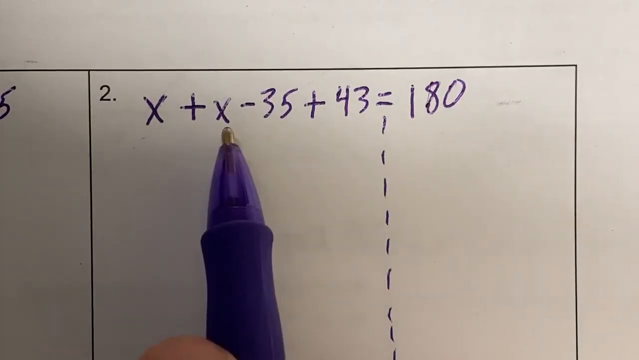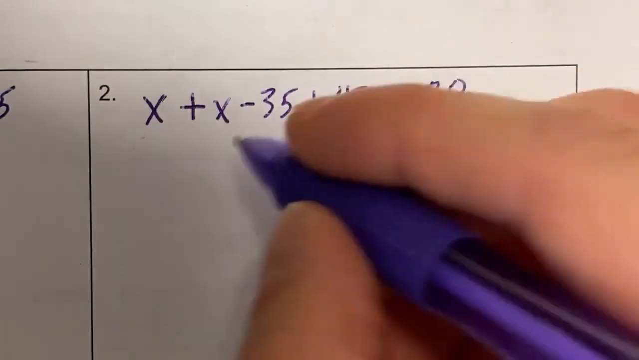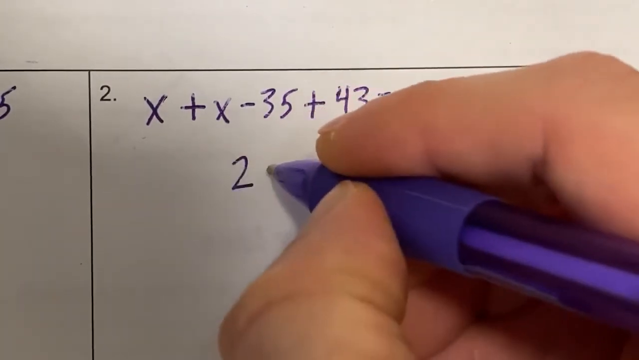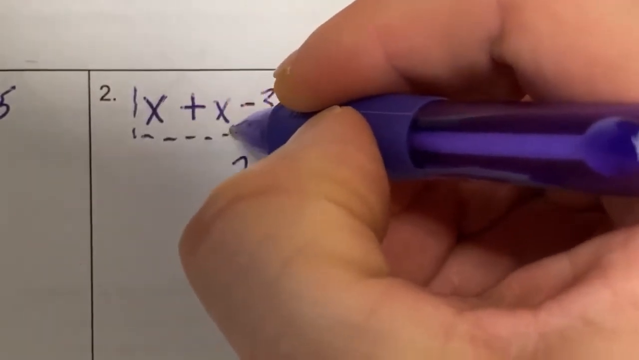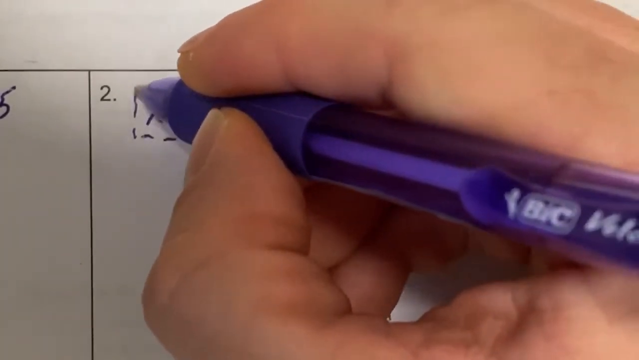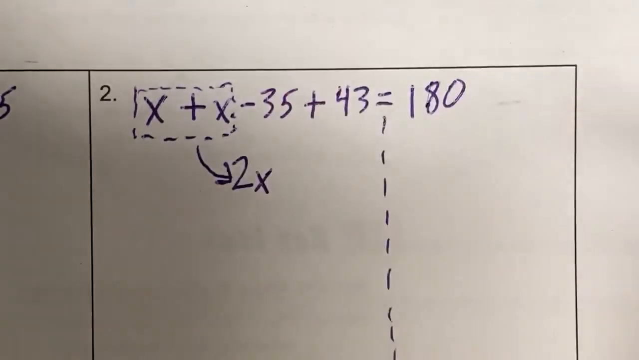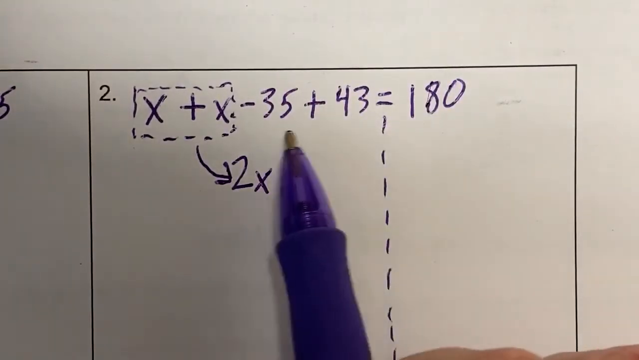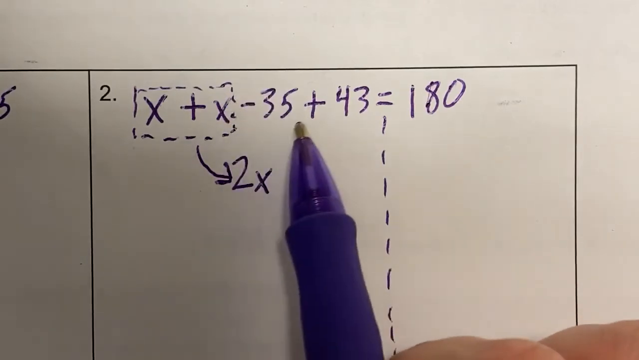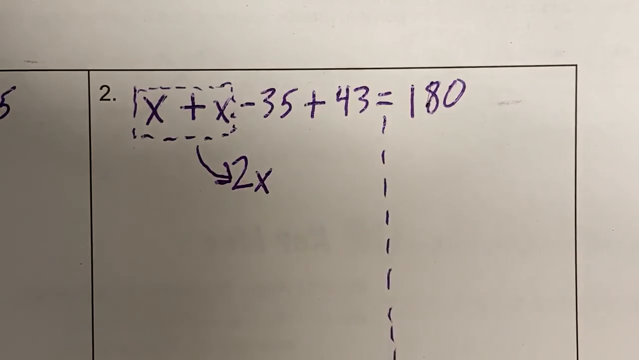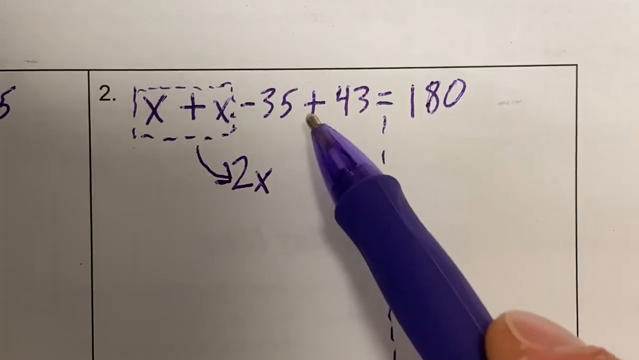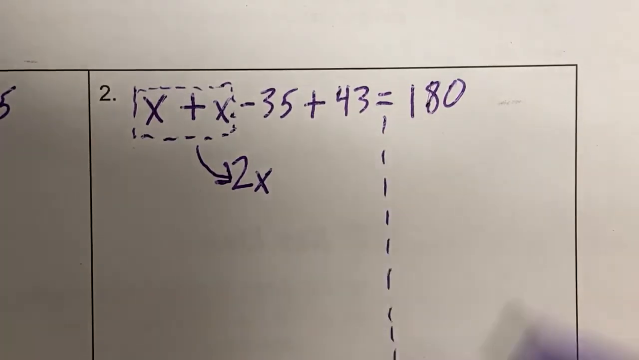X plus X, that would be 2 X's. Temperature sentence here, it's negative 35 degrees. Gets 43 degrees warmer. Probably the easiest way to do this one in your head is just say the temperature is going to end up in the positives.